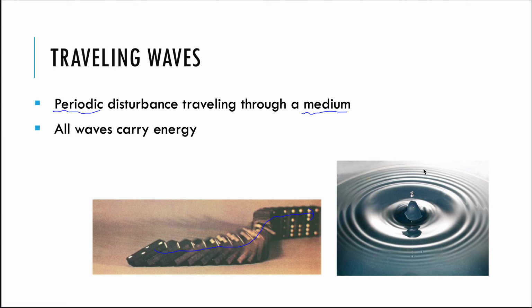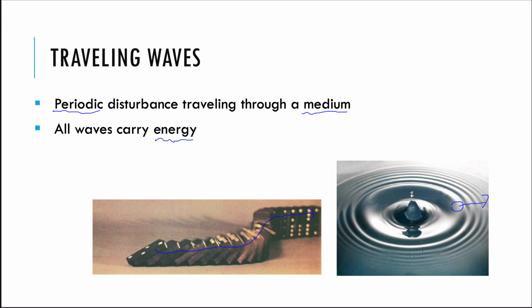Think about dropping a pebble in a pond. The wave is these ripples here that you see moving outwards. The medium is the water. The water molecules themselves are just moving up and down in this case. All waves carry energy. As these dominoes fall down, the elements of the medium, which in this case are the dominoes themselves, transfer their energy to the neighboring dominoes. And that's how you see the wave propagating as the energy is being transferred.